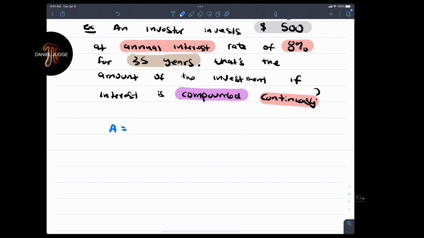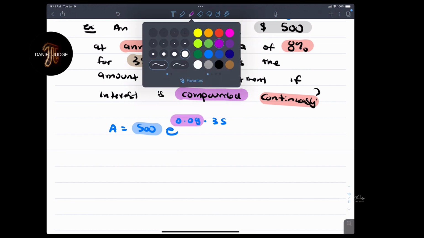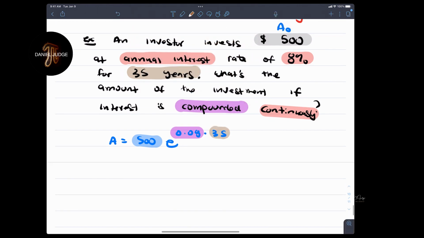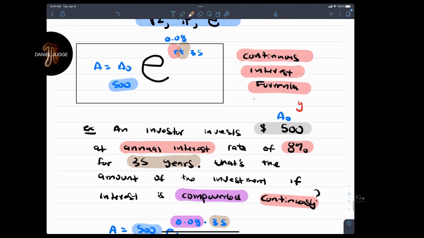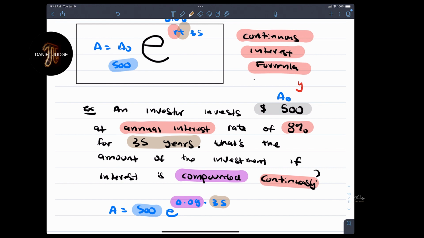So in your calculator, we're going to learn how to punch this in. Okay, here's the starting amount. Here's the seed that we had. Here is the interest, 8% as a decimal, and this is the time in years of 35. So this is the continuous interest formula. This is what we're going to punch in the TI now. We just have to get out the TI. But I wanted to show you guys where this number E comes from because it's an extremely important number to deal with.